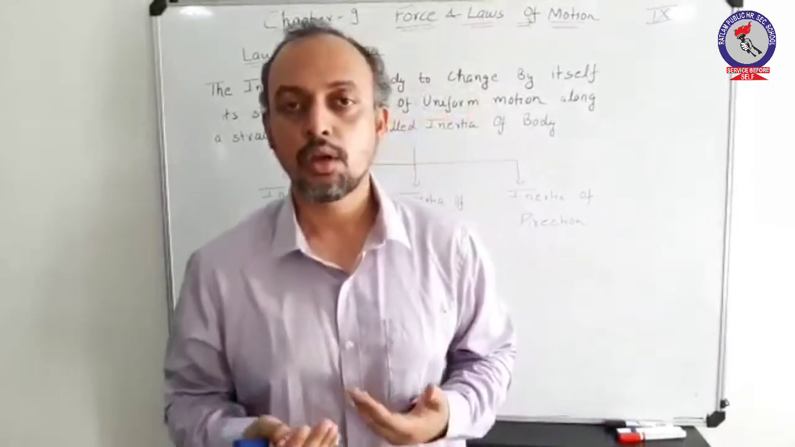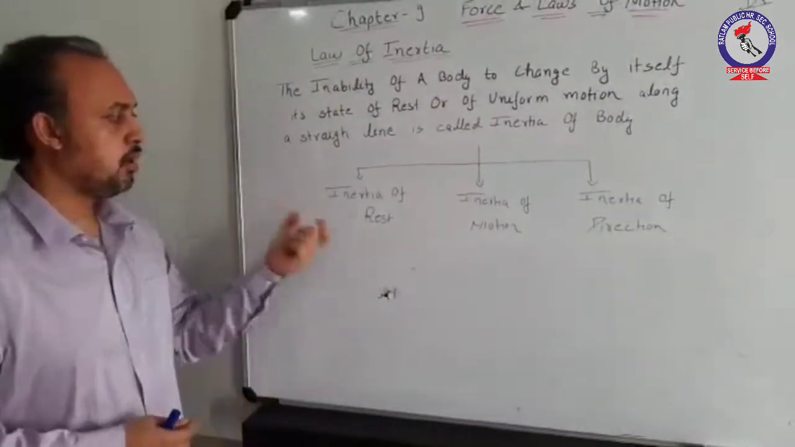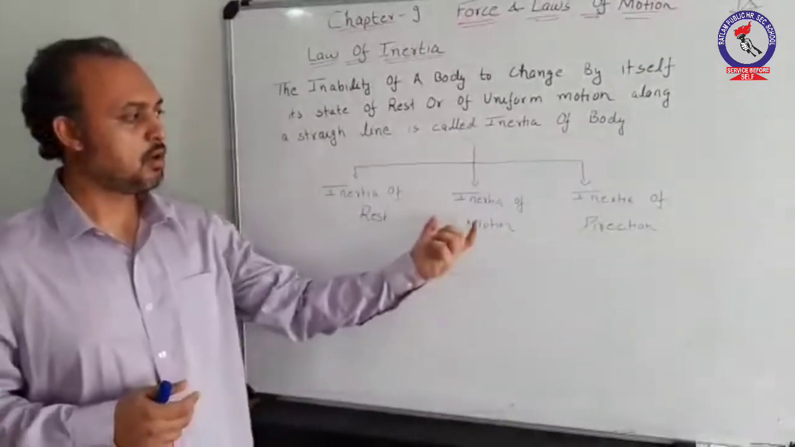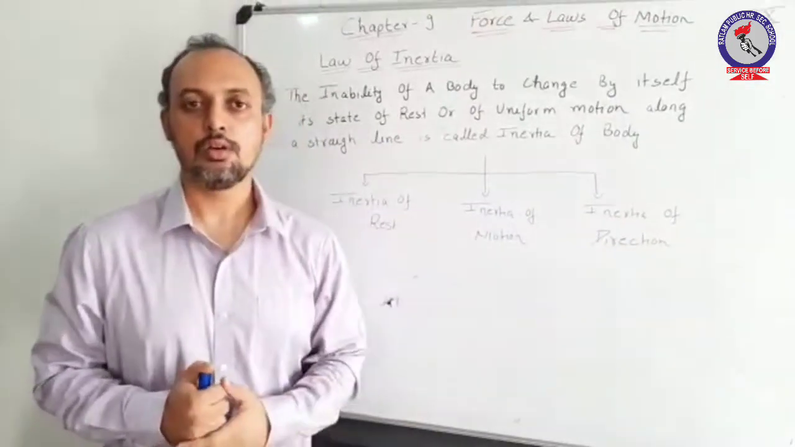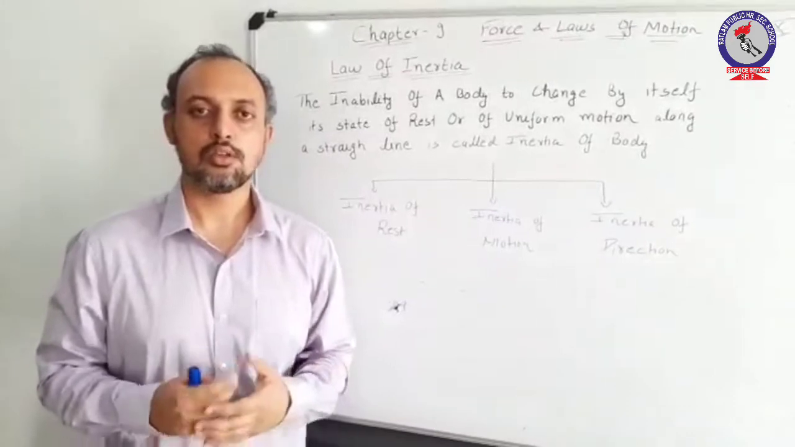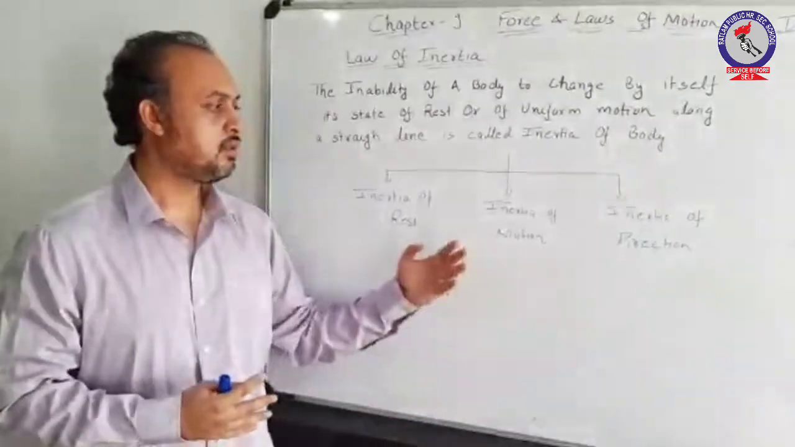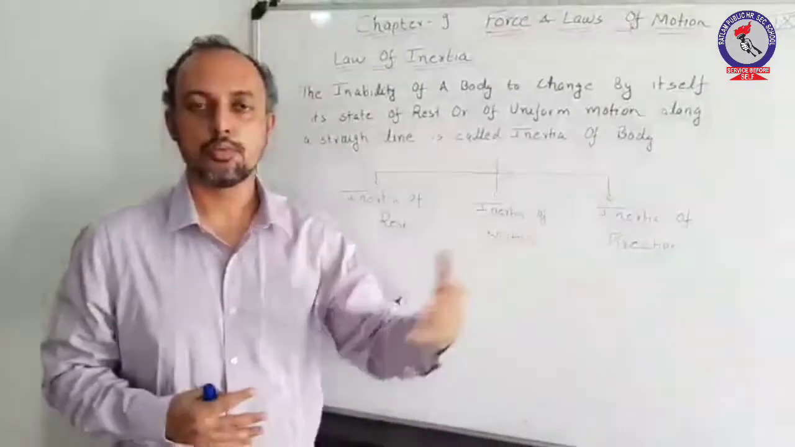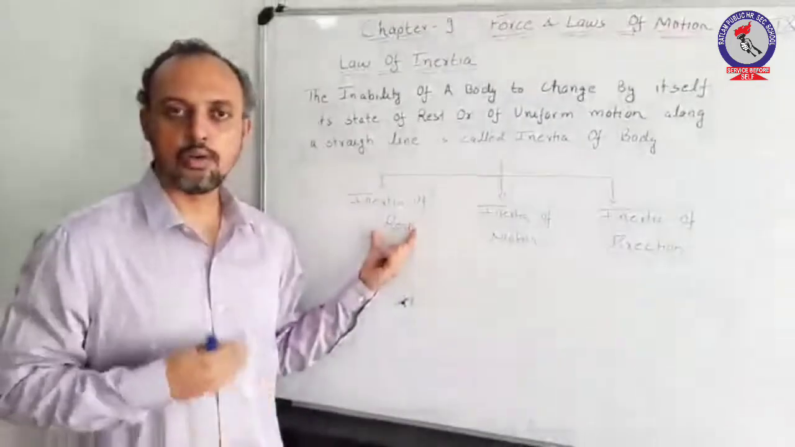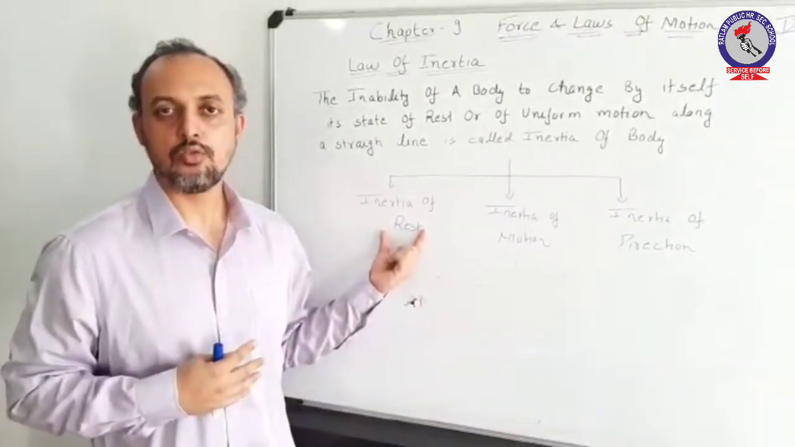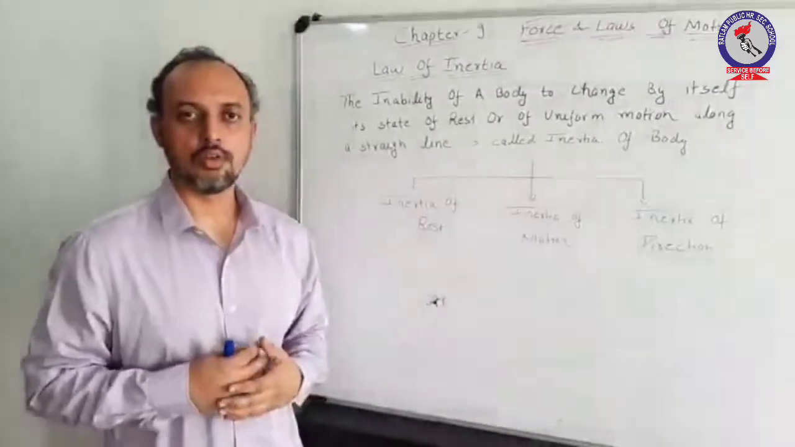Now, basically inertia is divided into three types, that is inertia of rest, inertia of motion, and inertia of direction. As we have already understood that inertia is actually inability, we can classify these three types on the concept of inability, like the inability of the body to change its state of rest by itself. We call it inertia of rest.